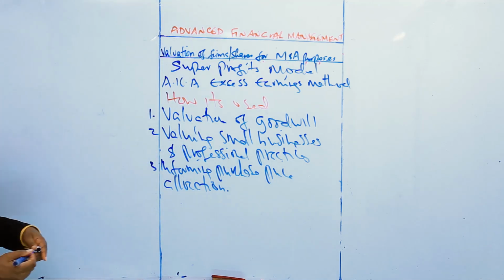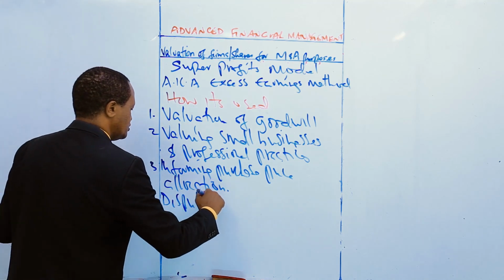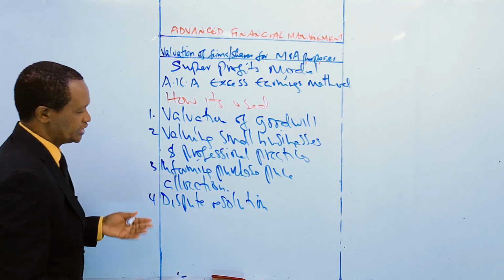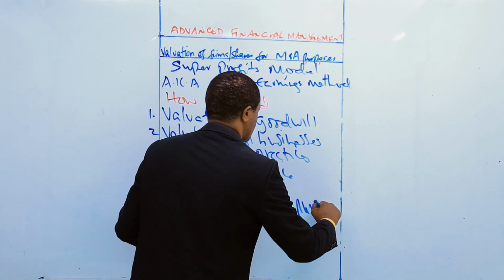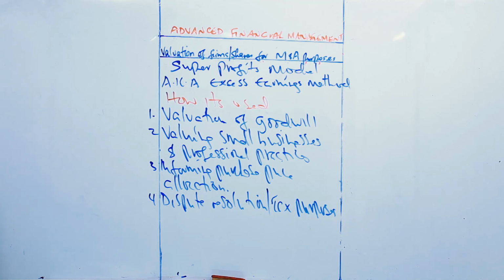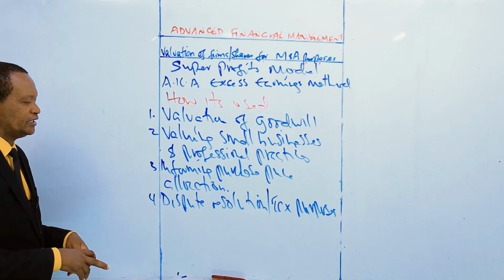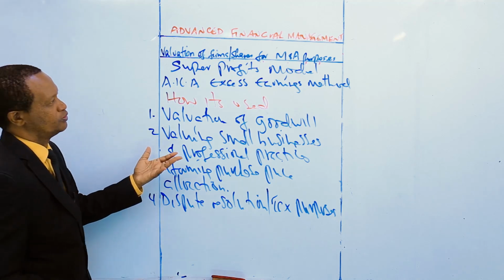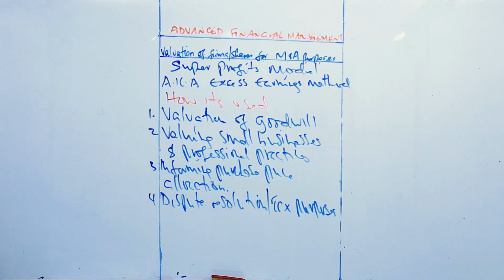You understand, candidates? For dispute resolution, this method can also be used in dispute resolution or for tax purposes. Now, in some legal or tax contexts, for example, in divorce settlements or estate valuations or specific tax rulings, this method might be prescribed or accepted for valuing the intangible component of a business. So these are 4 ways in which the super profits model may be used for mergers and acquisition purposes.